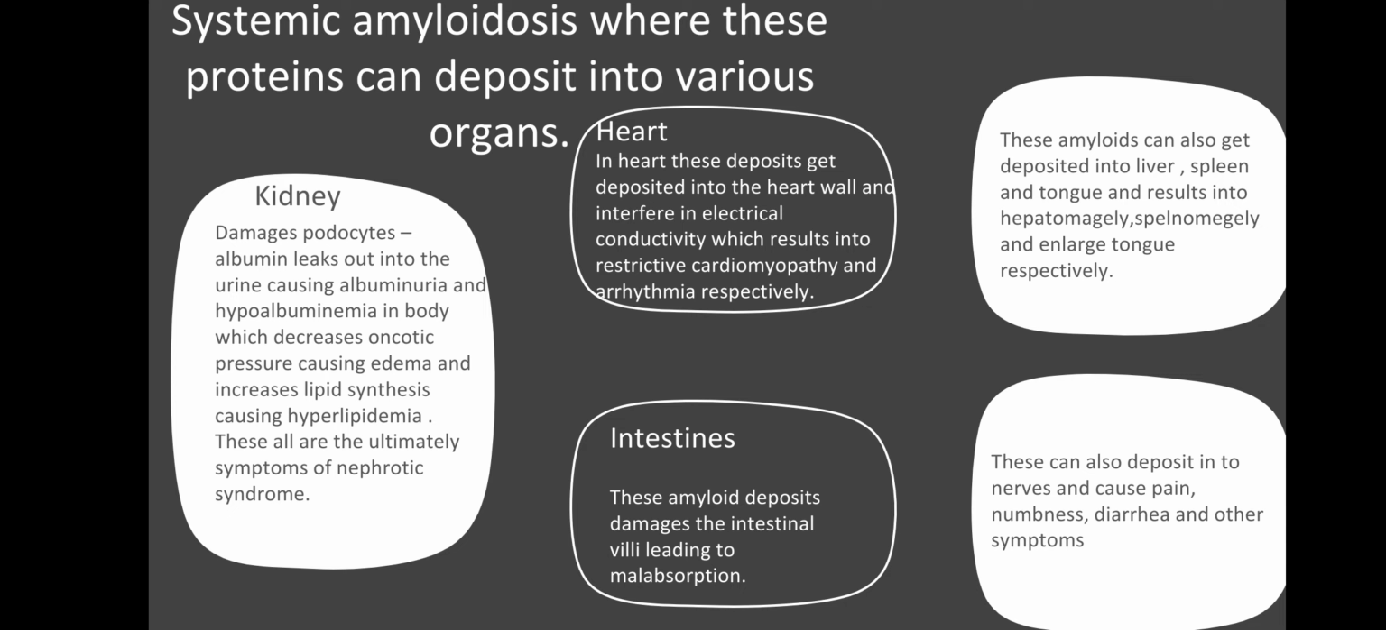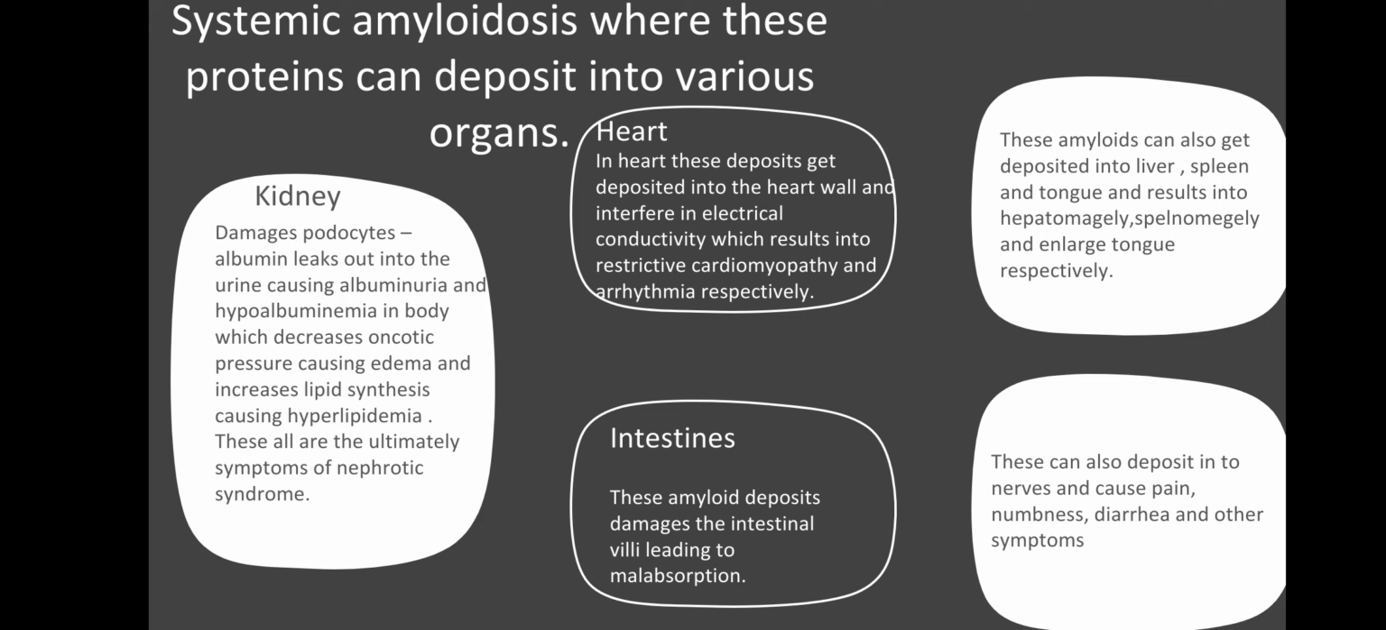Now, it can also accumulate in the heart. So it can accumulate in two places in the heart. It can deposit into the heart wall, and it can interfere with the electrical conductivity of the heart. If it deposits into the heart wall, it can cause restrictive cardiomyopathy, but it can interfere with electrical conductivity and cause arrhythmia, meaning irregular heartbeats.